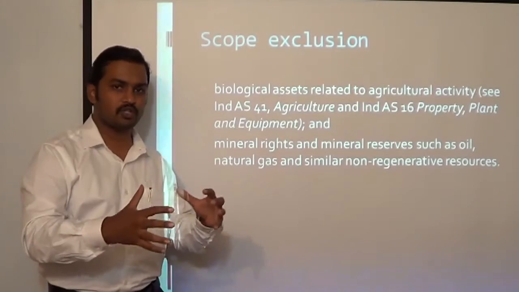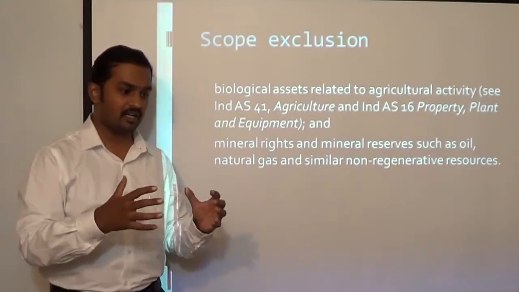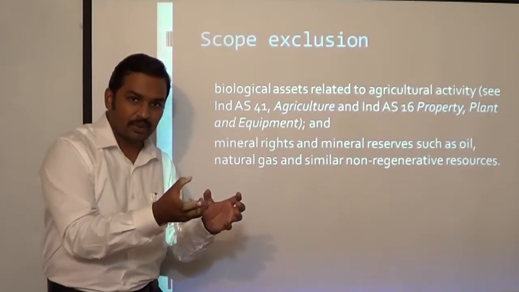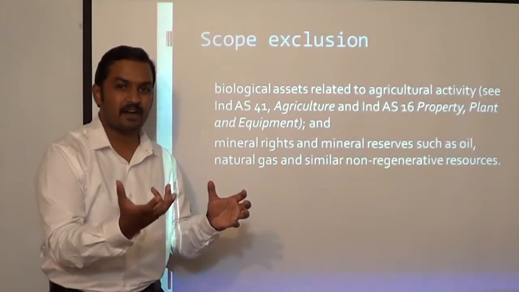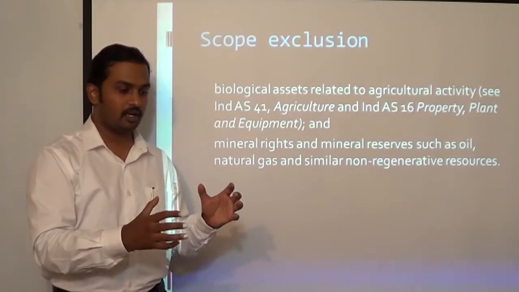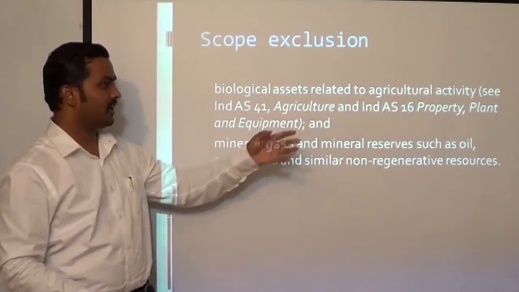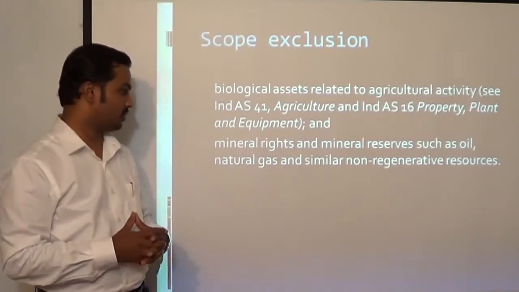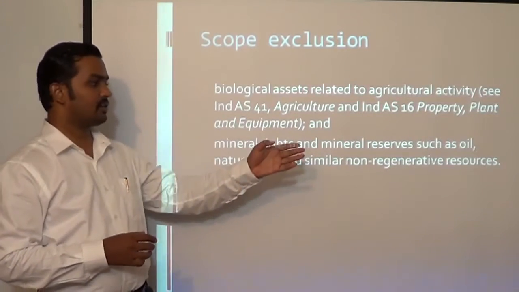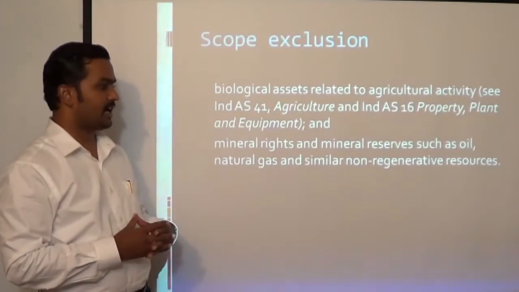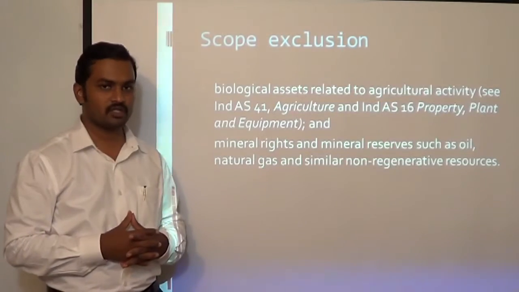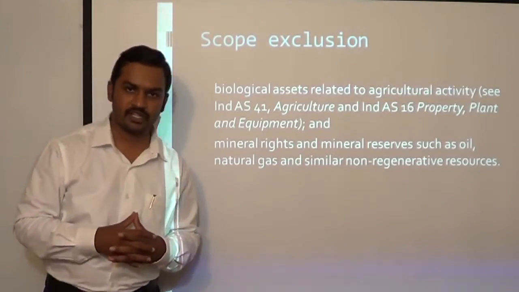You have herds of buffaloes, herds of sheep, goats, etc. These are biological assets relating to agricultural activity. Okay, farming business, it's an agricultural activity. So these assets are outside the scope of the standard because there is a specific standard on it, Ind AS 41, agriculture, which deals with it. Okay. Mineral rights, mineral reserves such as oil, natural gas, similar non-regenerative resources. So these are outside the scope of this standard. Okay.